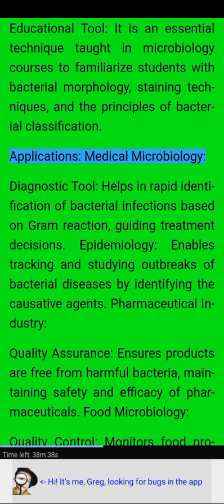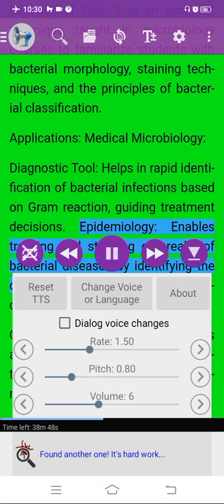Applications. Medical microbiology. Diagnostic tool: helps in rapid identification of bacterial infections based on gram reaction, guiding treatment decisions. Epidemiology: enables tracking and studying outbreaks of bacterial diseases by identifying the causative agents.